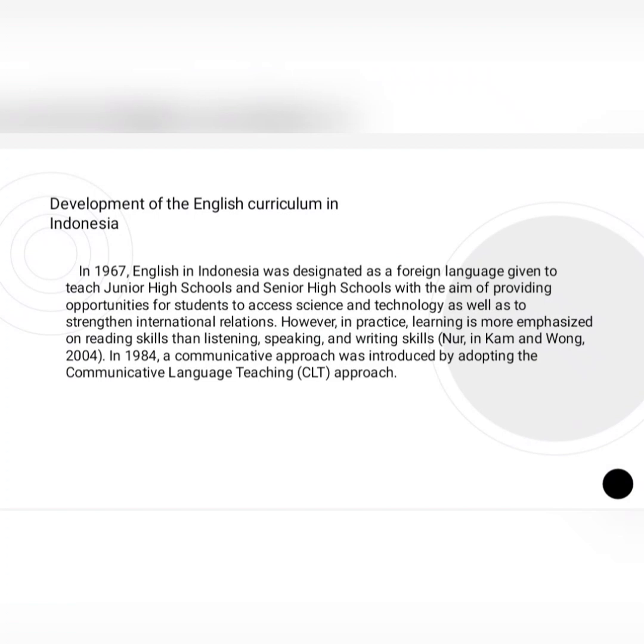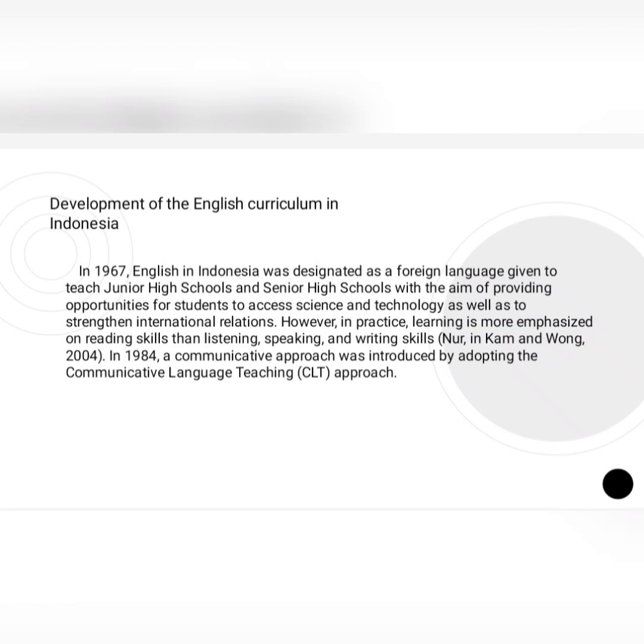Next slide. So, about the development of the English curriculum in Indonesia. In 1967, English in Indonesia was designated as a foreign language given to junior high school and senior high school, with the aim of providing opportunities for students to access science and technology, as well as strengthen international relations. However, in practice, learning put more emphasis on reading skill than listening, speaking, and writing skills.